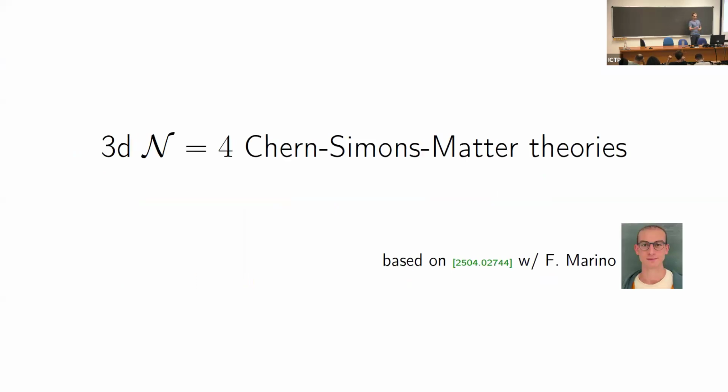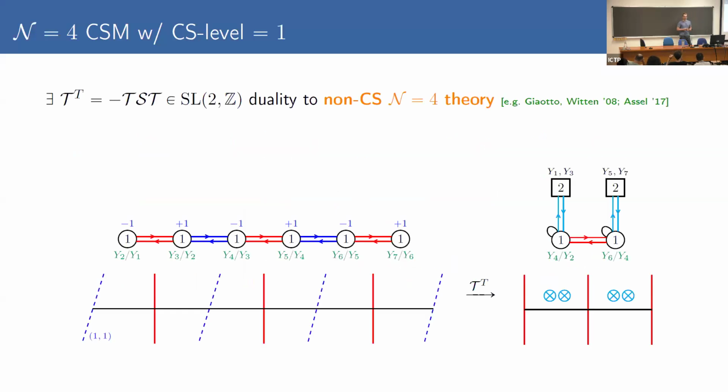So 3D N=4, you see, this is based on a work that I had with Fabio at the beginning of the year, just so you have a picture and you can ask questions for later. So let's go for an example, the simplest example. We're going to be very generous, and we start with the simplest non-trivial Chern-Simons level, that's 1. In this setup, we have NS5 branes, so the red ones, and we have (1,1) branes.